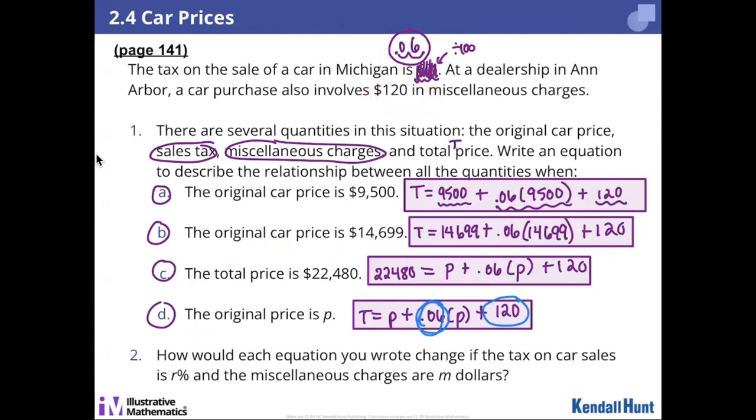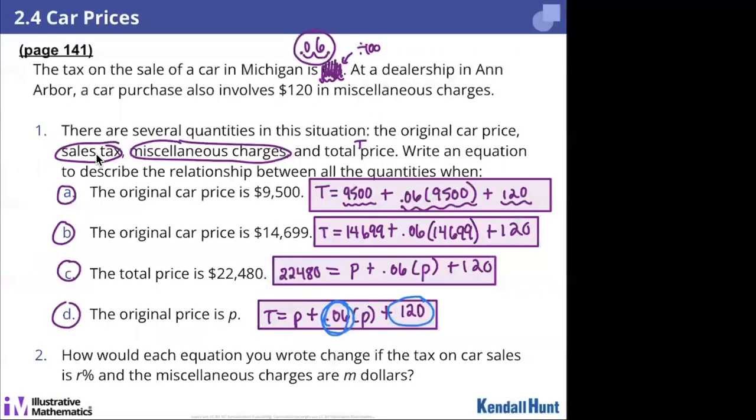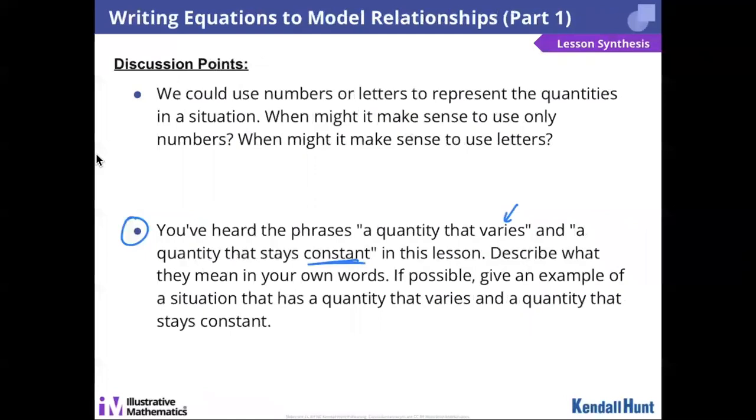No matter what we changed about the problem, those were the numbers that never really changed because the sales tax never changed in Michigan. And at this specific dealership, it's always a flat fee of $120. So in our equations, when we're going to add variables to things, variables should only really go with quantities that are varying, things that we don't know in our problem, basically.